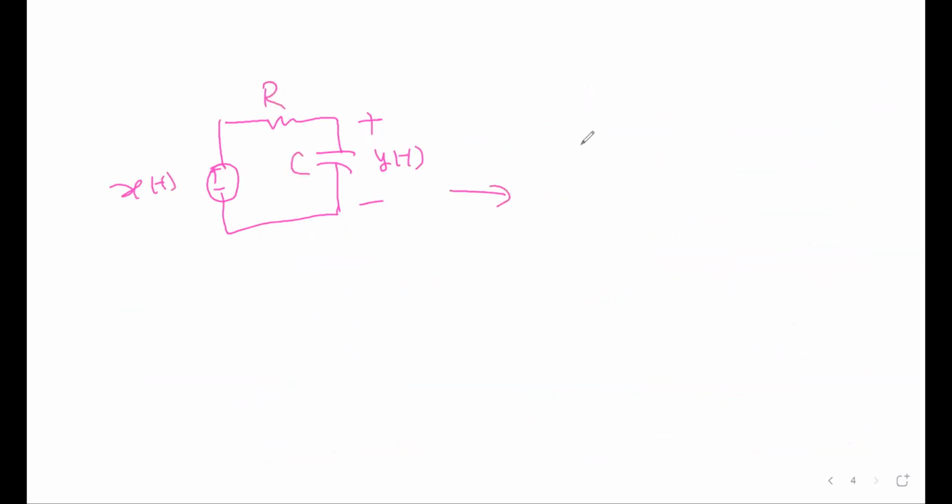You know that you have an RC filter, something like this. We are taking the output yt from here, your input is xt, and this is your R, this is your C. We have seen that the transfer function of this circuit is equal to 1 divided by RC divided by j omega plus 1 by RC, isn't it?